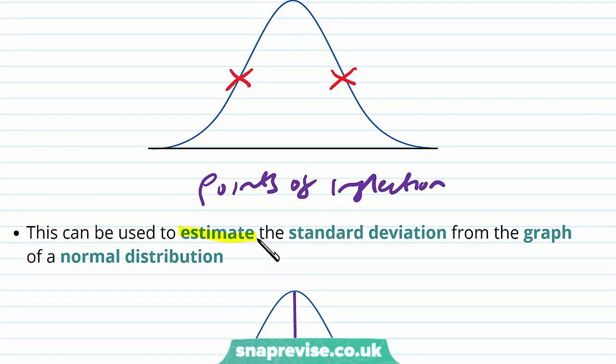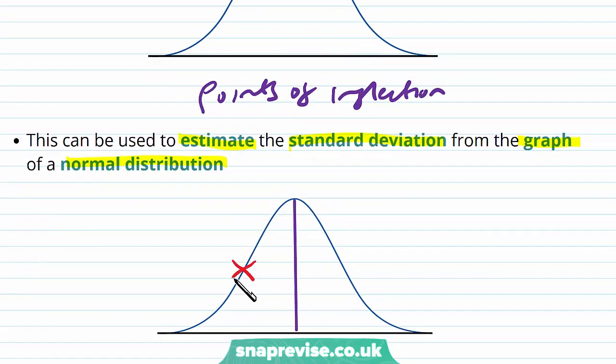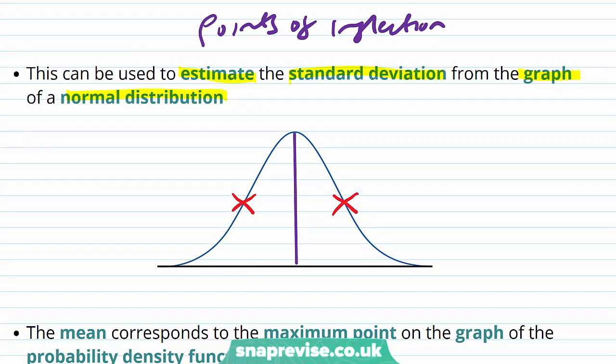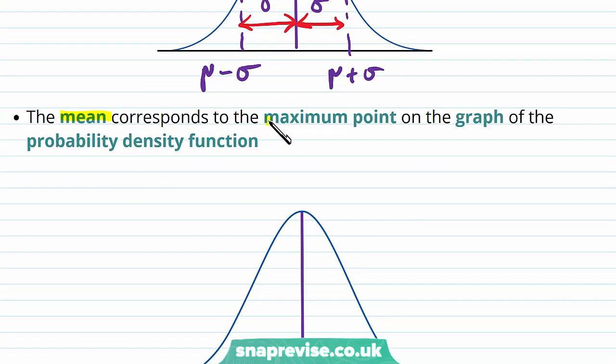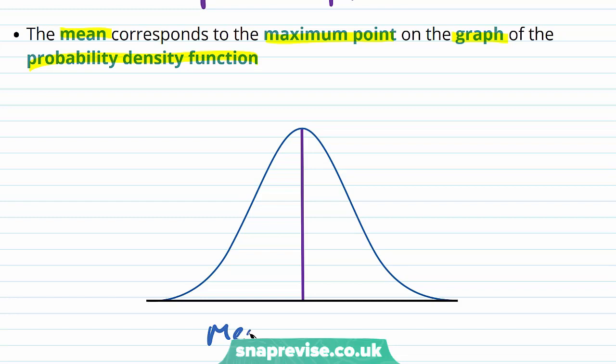This can be used to estimate the standard deviation from the graph of a normal distribution. It turns out that these points of inflection occur precisely at mu minus sigma and mu plus sigma. It also turns out that the distance between these inflection points and the central line in the middle is also sigma, and therefore we can estimate the standard deviation from this graph. The mean corresponds to the maximum point on the graph of the probability density function, i.e. the mean, which we write as mu, is precisely the value for which this probability density function is maximum, i.e. up here.